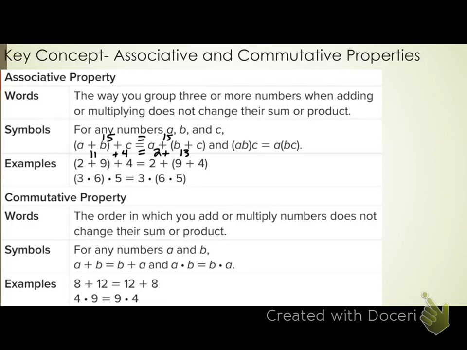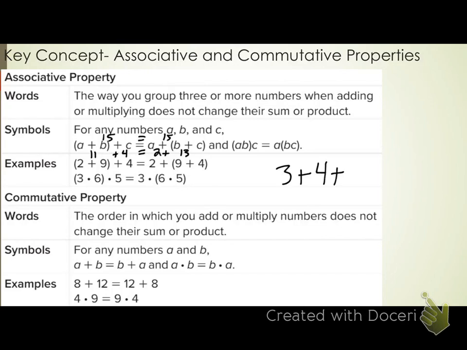Okay. Commutative property. The order in which you add or multiply numbers does not change their sum or product. So this essentially means that I can move numbers around in a problem if it's addition or multiplication. Does everyone agree that 8 plus 12 is going to give me the same result as 12 plus 8? The order does not matter in which I have it. It also works if I have more than two numbers.